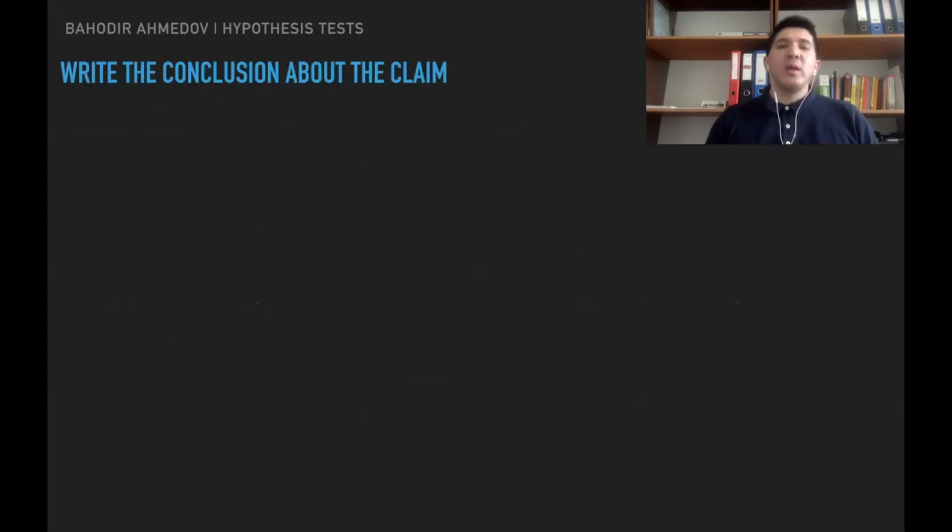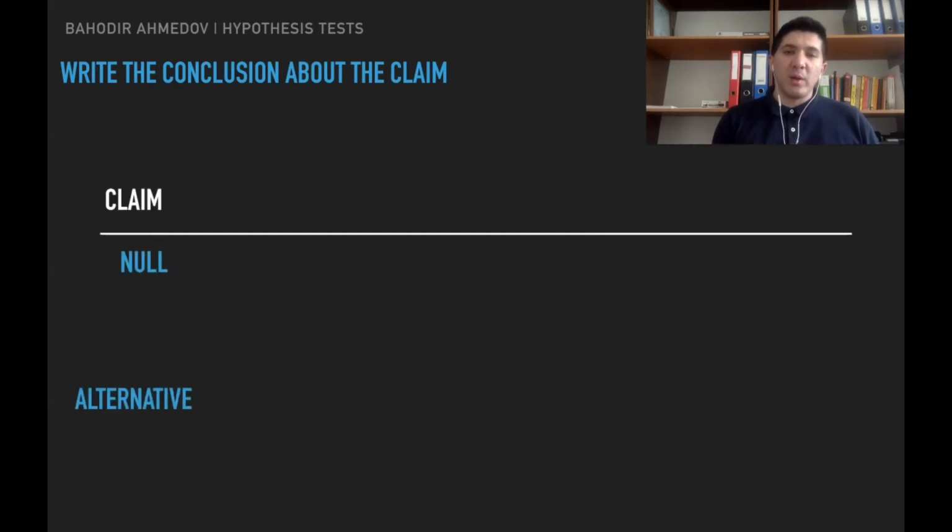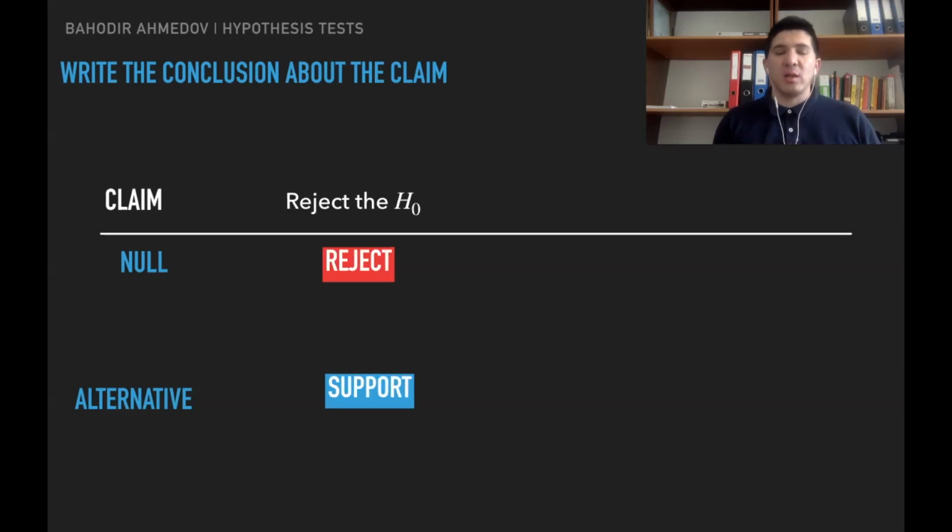So we need to build a table which is going to tell us what to do depending on our test results about the null hypothesis. We're going to consider when our claim is a null hypothesis or an alternative hypothesis, and when our result about the null hypothesis is rejected or not rejected. If your claim is the null hypothesis, and the null hypothesis is rejected during your test, then you are going to reject the claim. If your claim is the alternative hypothesis, then you are going to support your claim.